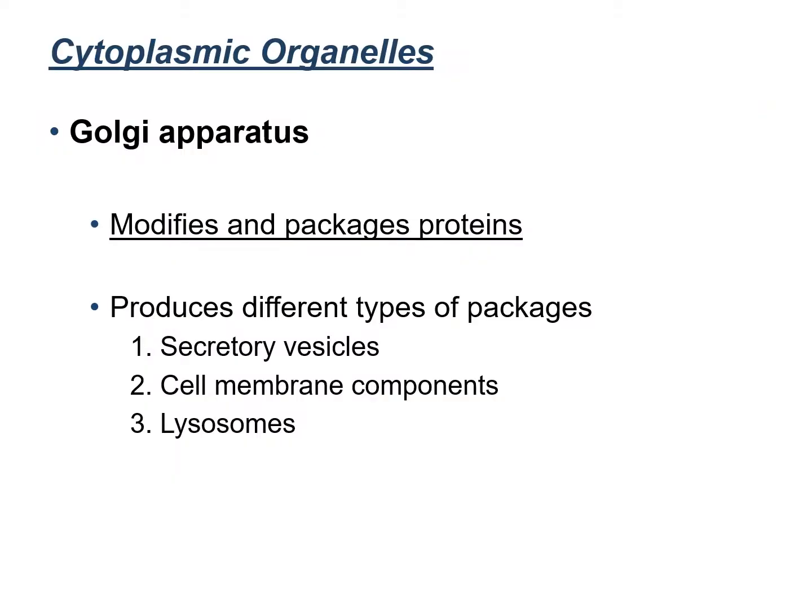So the Golgi apparatus is the next membranous organelle. This is the main packaging center for the cell, processing and packaging center, and it produces different kinds of packages. It could be a secretory vesicle, a vesicle for the cell membrane, or even a lysosome, which is another organelle inside the cell.